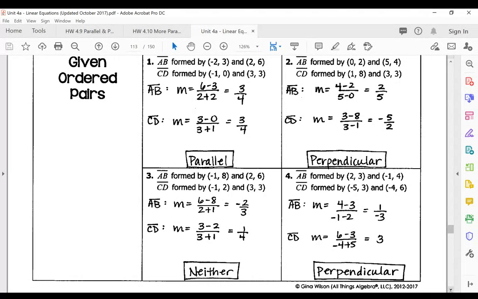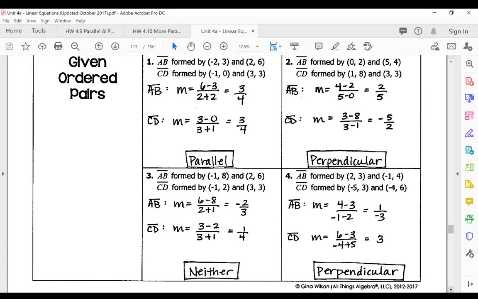In number 4, we see that we end up with perpendicular lines. Line segment AB has a slope of negative 1/3. Remember, when the negative sign is in the denominator, it means the same thing as if the negative sign were in the numerator or simply out to the side of the fraction. If you end up with a negative sign in the numerator and the denominator, those are going to cancel each other out and make for a positive fraction. So be super careful about that.